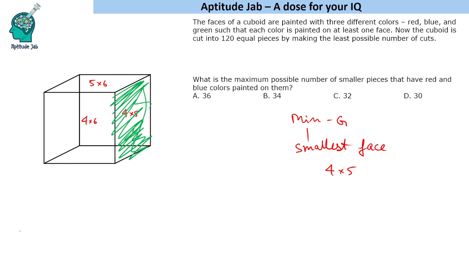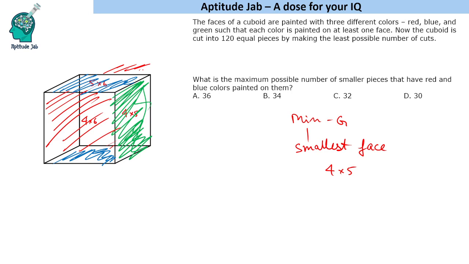Okay. Now what we will do is we have to maximize these two colors. So let's say this top is blue in color. The bottom face is also blue in color. And then we will have front and back side both red in color. This front side is red in color. This back side is also red in color.